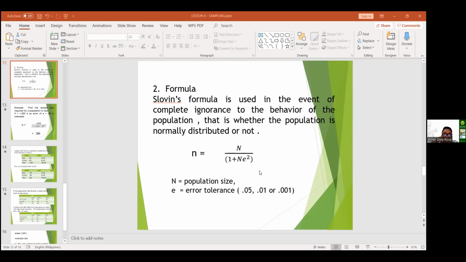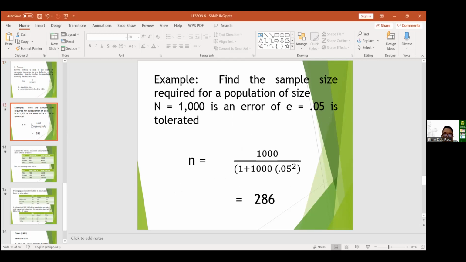Okay? So ang constant dyan yung 1, yung error pwedeng 0.05, 0.01, or 0.001. Habang lumiliit yung error tolerance, dumadami yung required sample size. So for example, find the sample size required for a population of size N if the error of tolerance is 0.05. Okay. So this must be F.